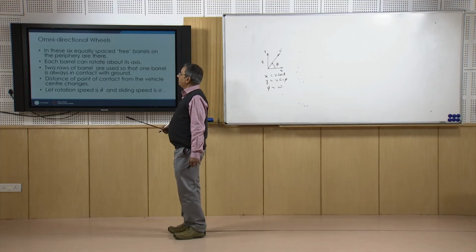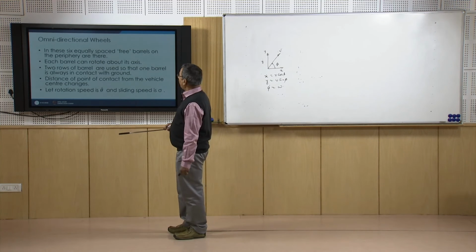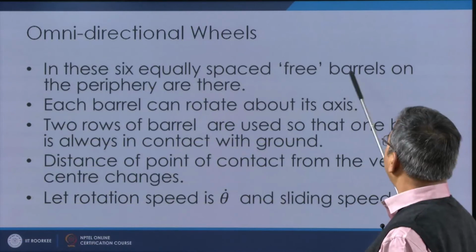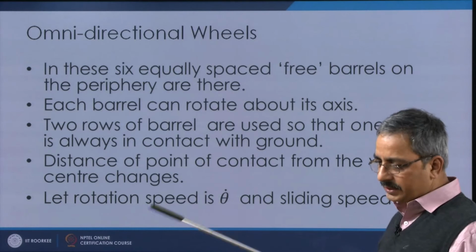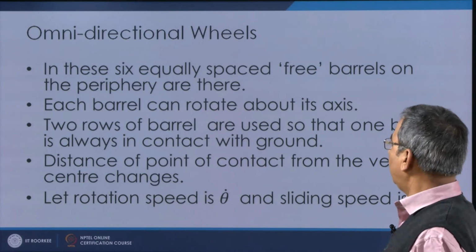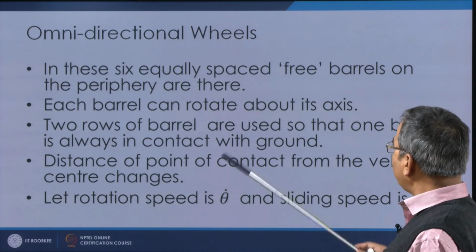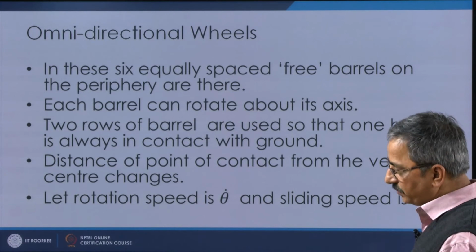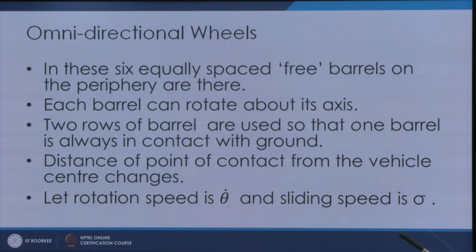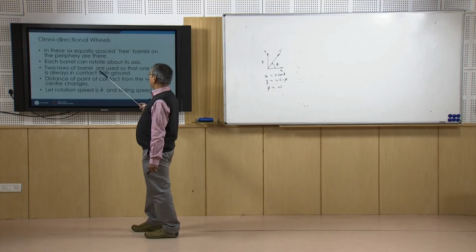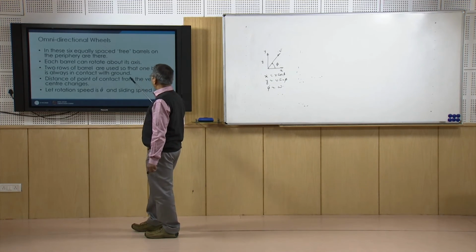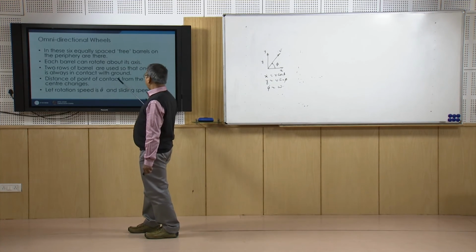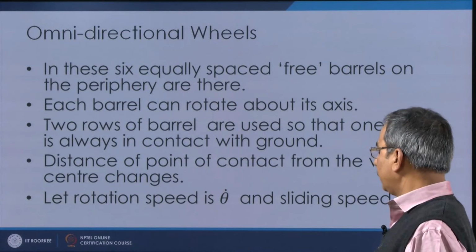Next we will see the omnidirectional wheel. In an omnidirectional wheel there are actually 6 equally spaced free barrels on the periphery, as I have shown in the initial slides. Each barrel can rotate about its axis, as we have also seen, and this is basically responsible for giving the lateral motion to the wheel. Usually 2 rows of barrels are used, so that one barrel is always in contact with the ground and the distance of the point of contact from the vehicle center changes.